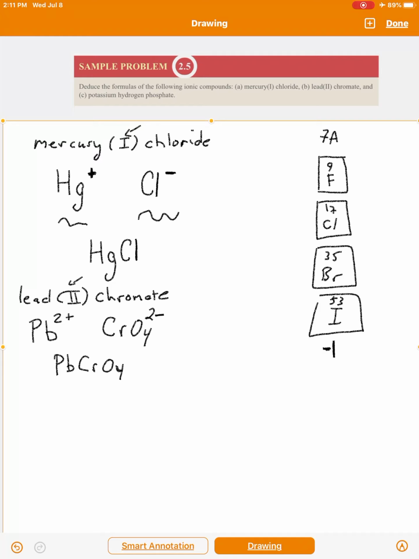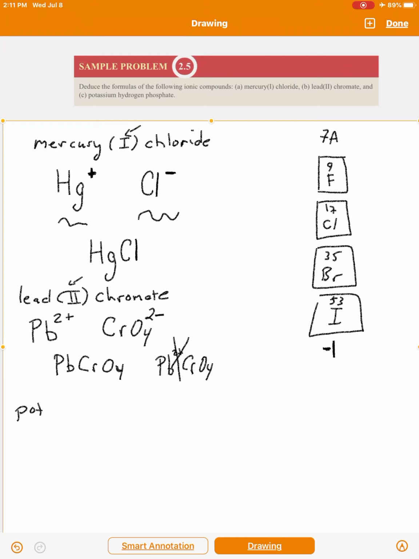With ionic compounds, the charges are not shown. It would be incorrect to write Pb2+ CrO4 2-, as that is considered poor form. You do not write the charges in the formula for a compound. Let's look at part C. Part C says potassium.